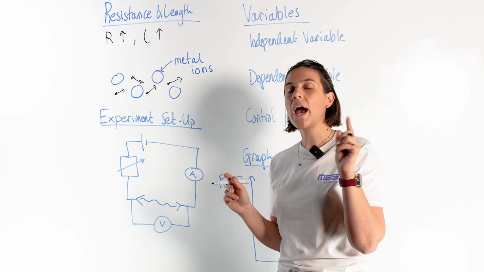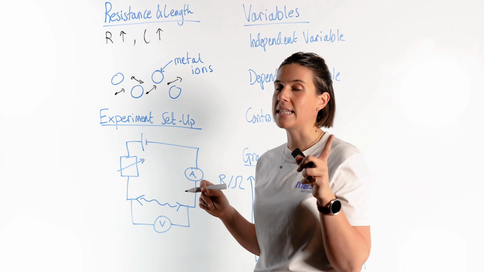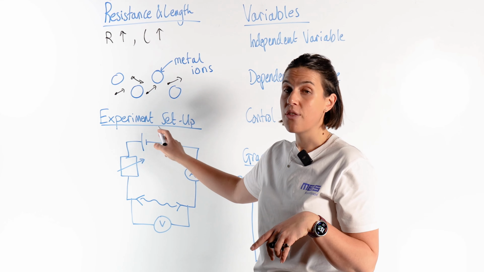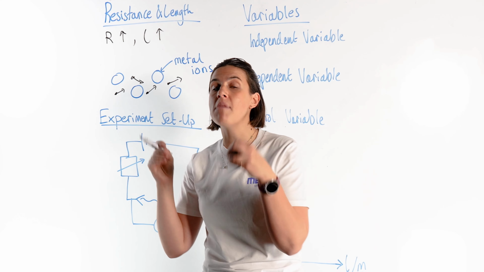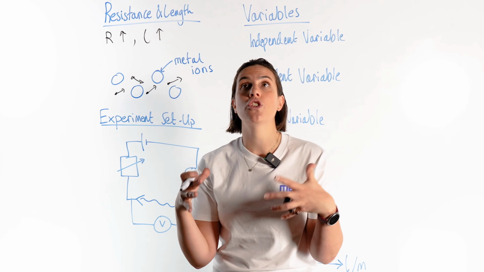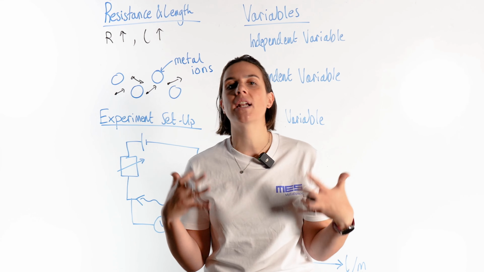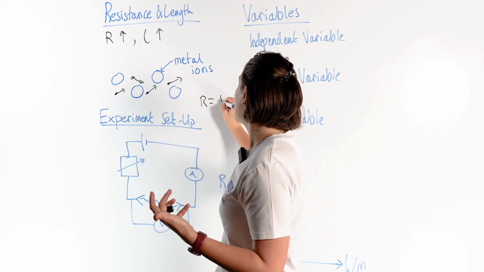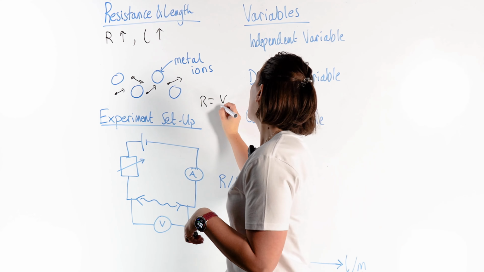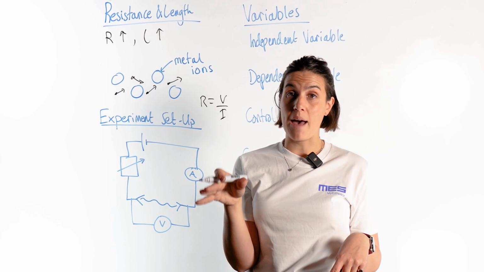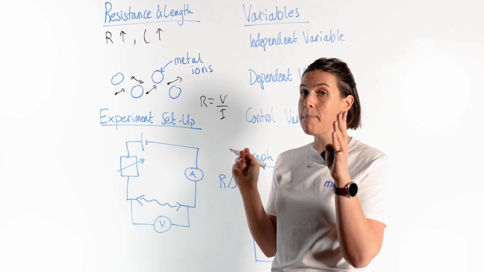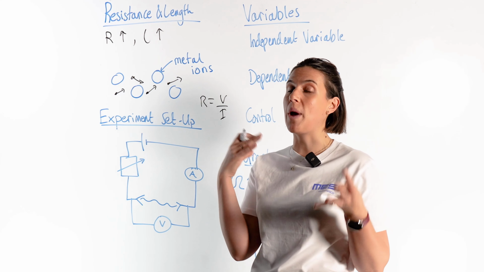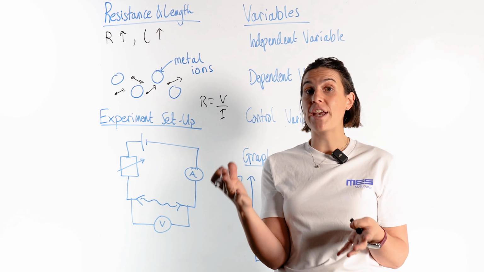So what I need to do with this experiment is start with some sort of power source. I'm going to use a cell. Then I need to measure resistance. Now, there's no such thing as a resistometer. We can't directly measure resistance. We have to measure the potential difference using a voltmeter and the current using an ammeter. Remember, we set an ammeter up in series with the component we're interested in measuring, so we set it up next to it.